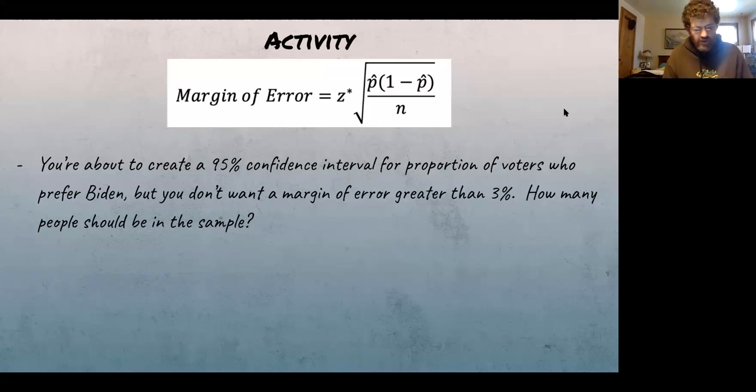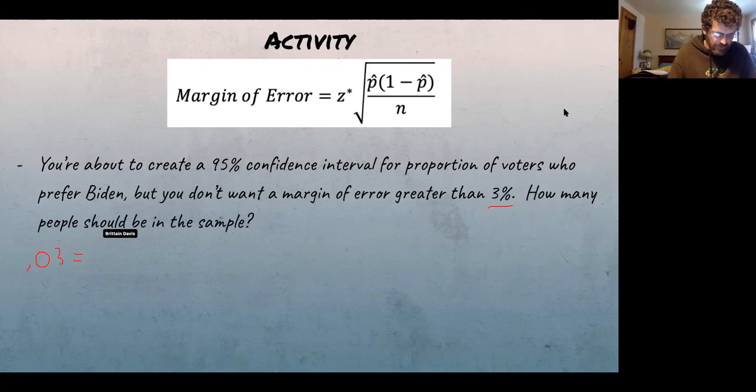So we want to create a 95% confidence interval for a proportion of voters who prefer Biden, but we don't want a margin of error greater than 3%. So how many people should we sample in order to make sure that we don't have a margin of error greater than 3%? Well, we can calculate that. We are just going to substitute numbers that we know. So my margin of error needs to be 3%. So I'm going to put that in as margin of error 0.03.